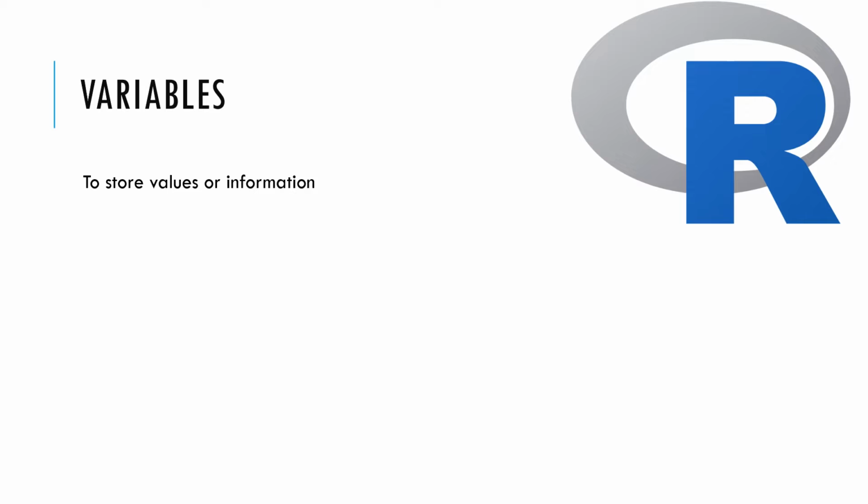So what is the role of a variable? The variable basically is used to store a value or information. Then once we store it, whenever we want to retrieve that information, we can call that variable by its name and it will display the value or information saved under that variable.